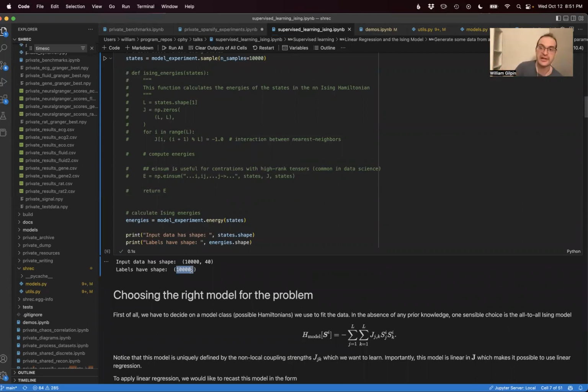So the first index by convention is the data point. The second index for the input data is the dimensionality or the feature space. You can think of it as the number of features, where here the features are just up or down at different lattice sites.